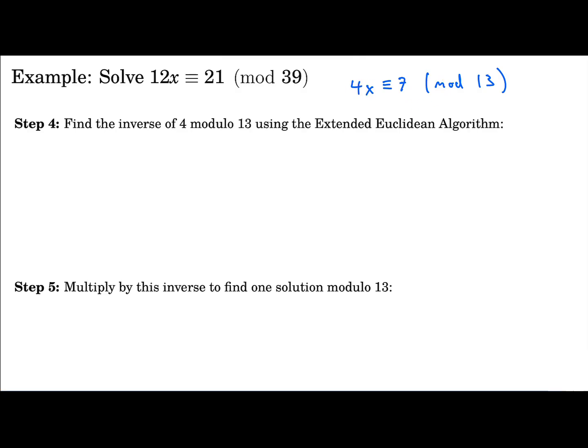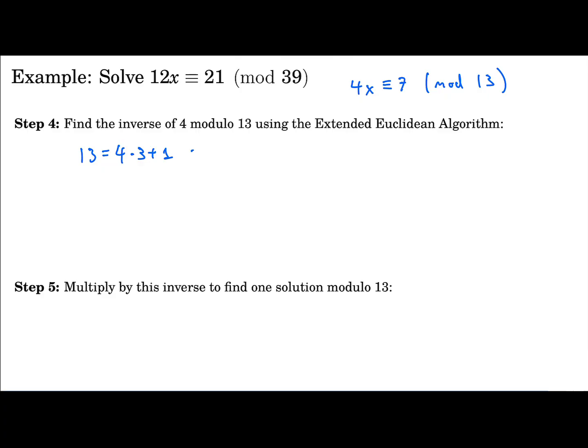So how can we find the inverse? We do the extended Euclidean algorithm. So we start with the largest one here, so 13 divided by 4 is going to be 4 times 3 plus 1. And the next one would be 4 divided by 1, where the remainder will be 0. So we know that we just stop here.